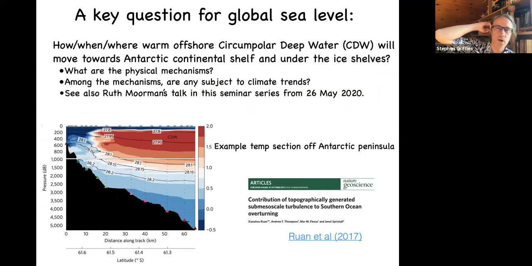So now let's get more toward the coast. A key question here is what, when, and where warm offshore circumpolar deep water might move toward the Antarctic continental shelf and under the ice. This is a slice of an observed, measured ocean temperature from a paper by Ron, 2017. You see this relatively warm water, the red, in the temperature field, and the colder water near the shelf. The water is stably stratified because salinity is a dominant feature of the density stratification in the Southern Ocean. So you can see cold over warm, and that's still stably stratified because of salinity effects.